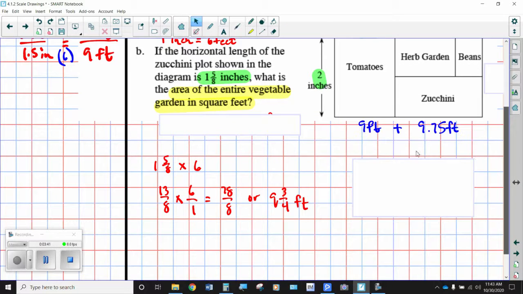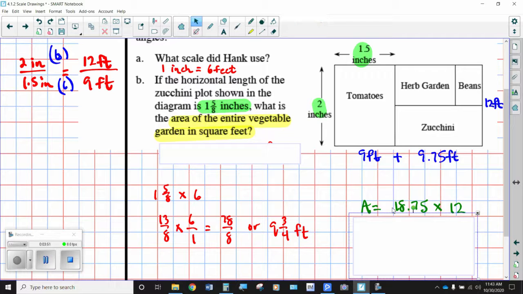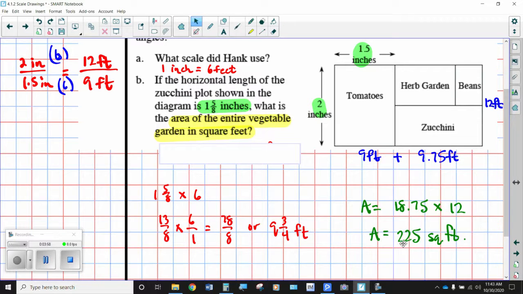So that combines to make 18.75, and then the distance across was 2 inches, so that's the same as 12 feet. So we're going to use the area model to multiply 18.75 times 12. And what is 18.75 times 12? Turns out it is 225 square feet. So for this entire garden, once we have converted from inches to feet in real life using our scale factor of 6 and proportional reasoning, we get an area of 225 square feet.